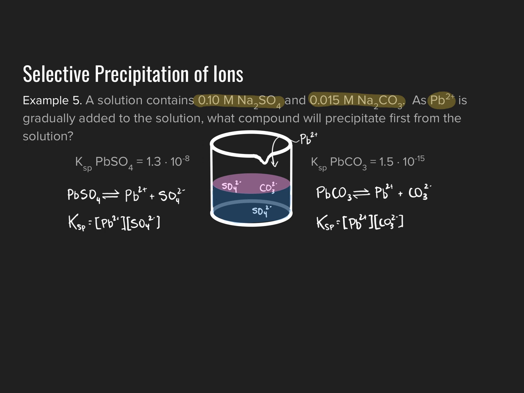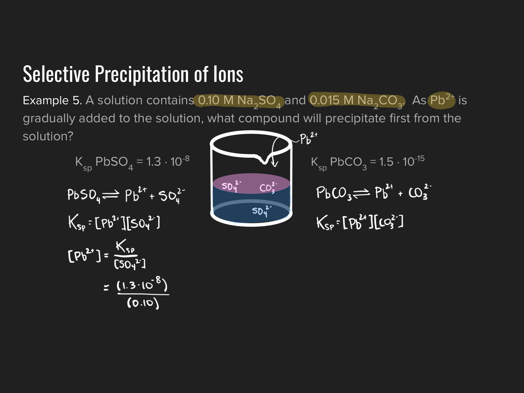The concentration of lead-2 ion would be equal to the value of the KSP divided by the concentration of sulfate ion, SO4 2 negative. Let's now calculate that concentration by plugging in the respective KSP and concentrations given to me from the problem. Our KSP was 1.3 times 10 to the negative eighth, and the concentration of sulfate ion in our solution was given as 0.10 molar, recognizing again that sodium sulfate dissociates in a 1-to-1 molar ratio into sulfate ions.